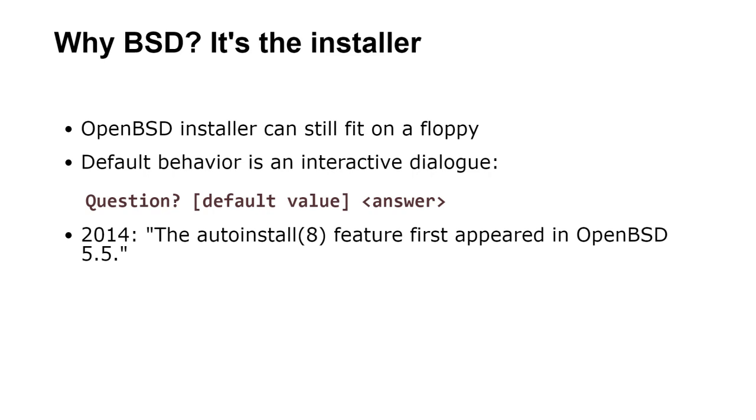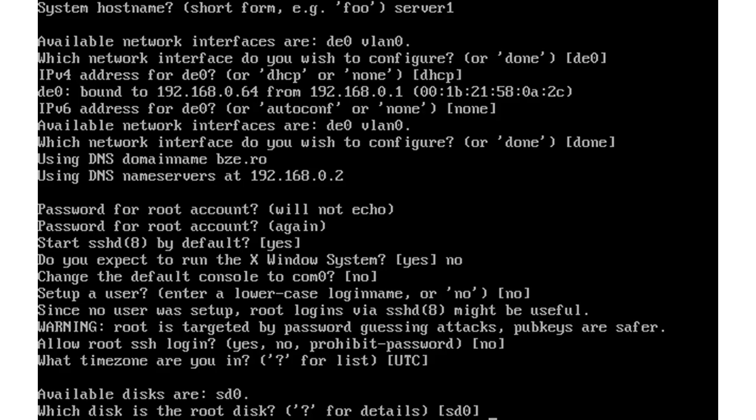The OpenBSD installer is really simple, really clean, and it looks like this. Here's a typical OpenBSD install screen. It asks me for a server hostname, and it asks me to pick a network interface to configure. Then it asks for information like a root password, and do I want to start an SSH server? Basic stuff. And if you're like me, you've seen this screen hundreds of times. But I don't install OpenBSD by hand very often anymore, and you don't have to install OpenBSD by hand anymore either.